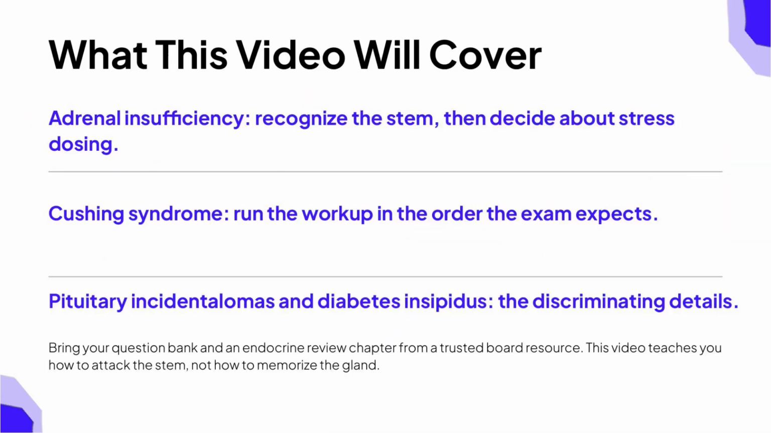Let's get to work. Here's the plan. First, adrenal insufficiency, where the game is recognizing the stem and deciding whether the patient needs stress dosing now. Second, the Cushing workup, where the exam wants the steps in a specific order. Third, the pituitary incidentaloma, where the answer is about what you check before you operate. And fourth, diabetes insipidus, where a handful of lab numbers separate every answer choice.